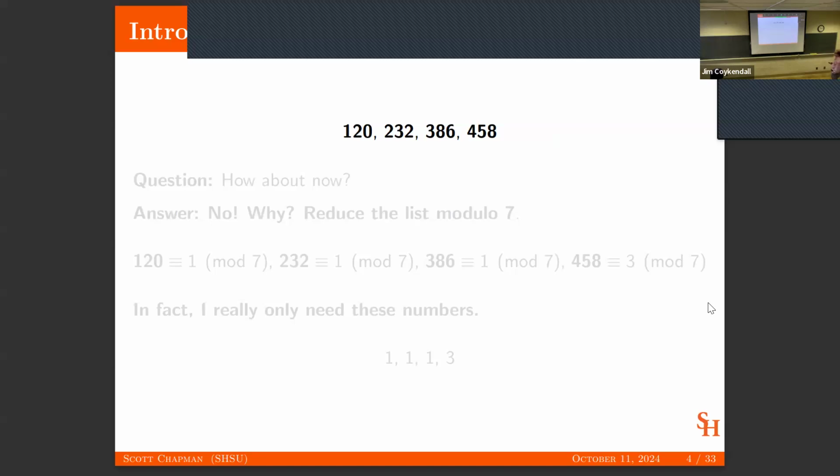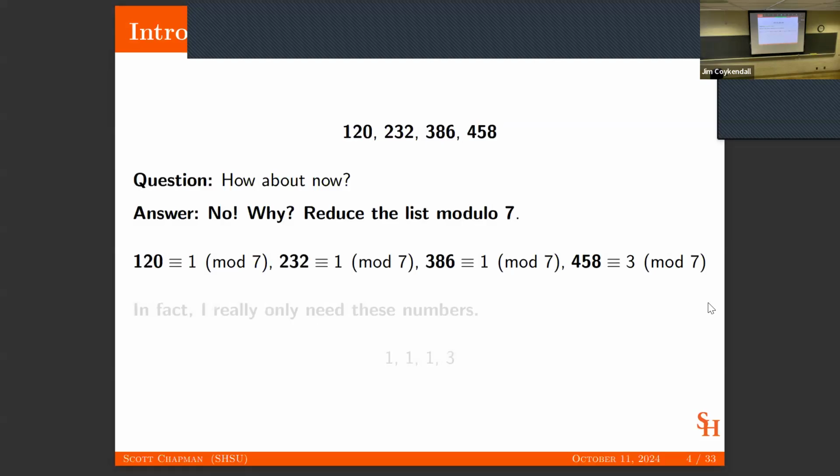Let's reduce it down to 122, 32, 386, and 458. And I'll ask the same question. Is there a subset of these numbers, a proper subset, not empty, whose sum is divisible by 7? And unlike slide number 1, where the answer was yes, this answer here is no.